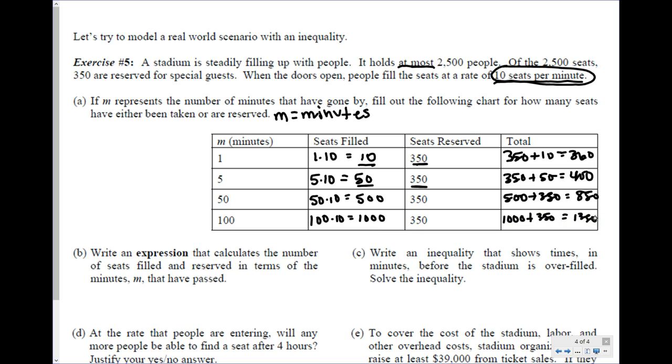So I'm starting to see a pattern here. I'm starting to kind of see that I'm multiplying by 10 each time, then adding 350. Multiply by 10, add 350. So that's what's happening. I'm multiplying by 10.